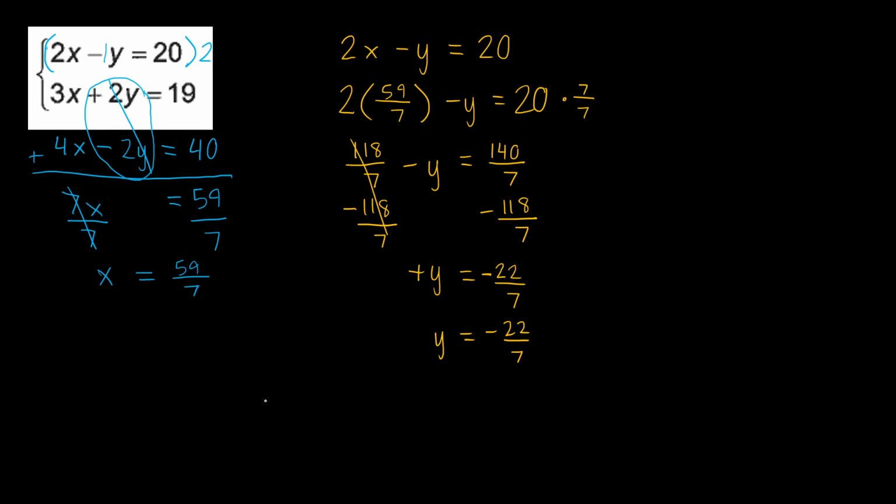And so our final answer, the values of x and y that satisfy this system of equations, is 59 over 7. You could write this as a mixed number if you really wanted to. And negative 22 over 7. And there you have it.